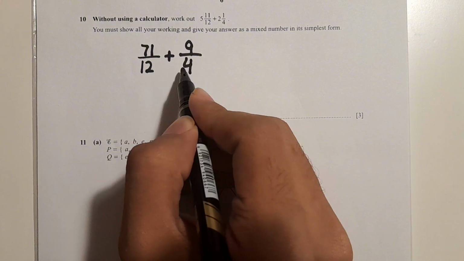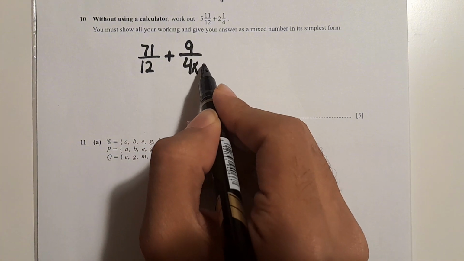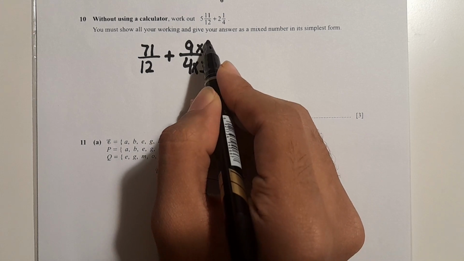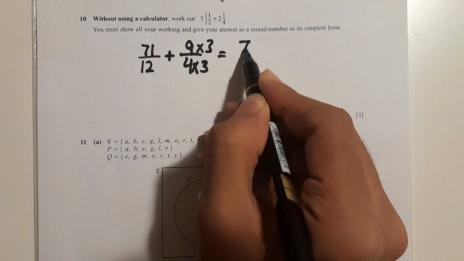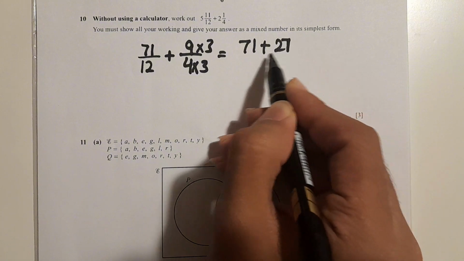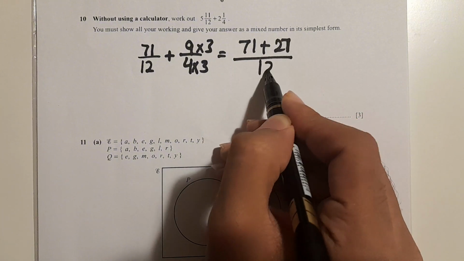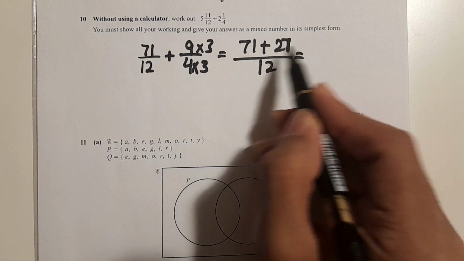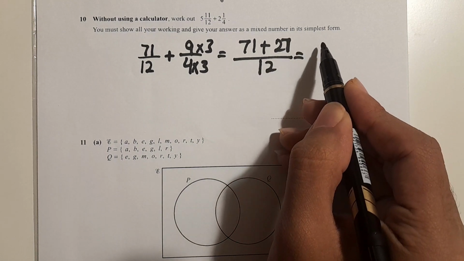Now we will make the denominator the same. So 9 over 4 becomes multiplied by 3 on top and bottom. So this will be 71 plus 9 times 3, which is 27, over 12. So 71 plus 27 will be 98.